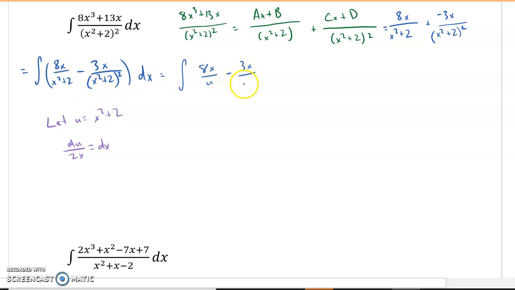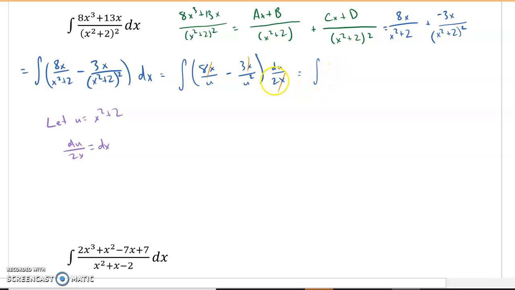We'll replace the x squared plus 2 squared with a u squared. And we'll replace the dx with a du over 2x. Joy of joys, the x cancels out in both of these places, which is nice. Sometimes we have to deal with two separate integrals, but this one we can do in one fell swoop.